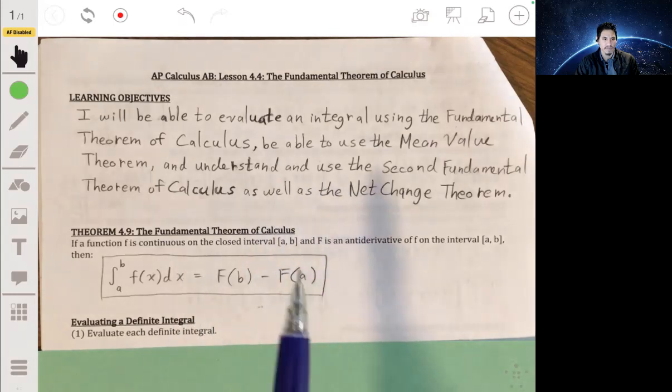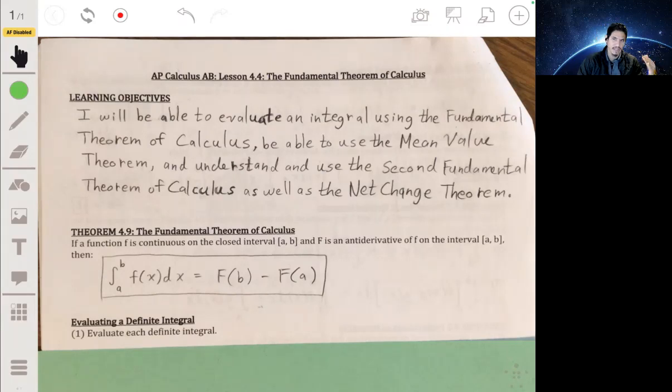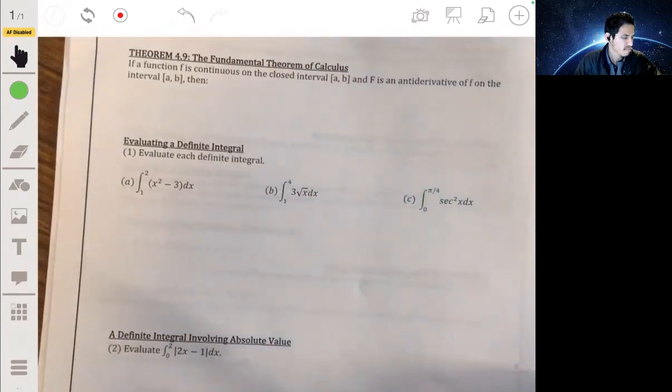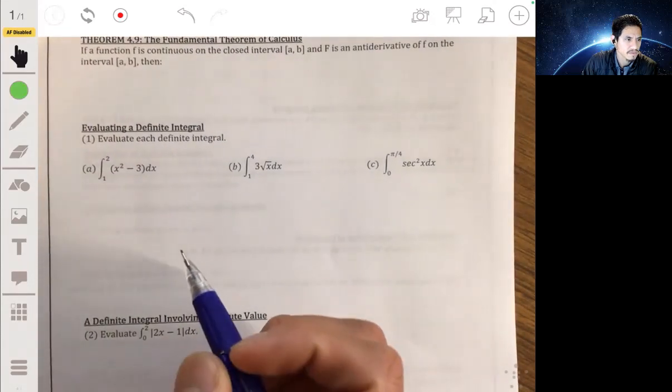So it actually becomes almost like an algebra problem. And it's going to simplify and save you a lot of work that you've been having to do to calculate areas between curves and functions and all that. So let's go through a couple of examples, because you're going to see how it works when you're using it. So we're going to evaluate each of these definite integrals.